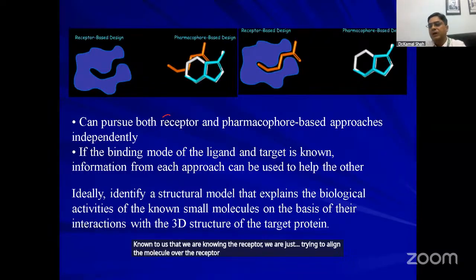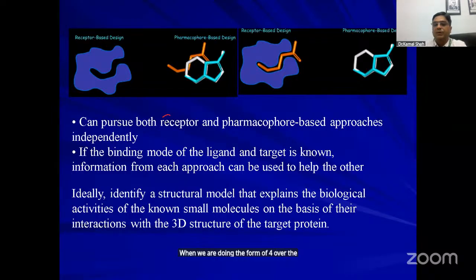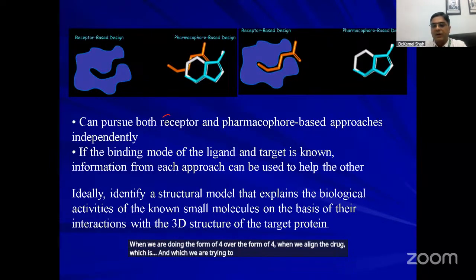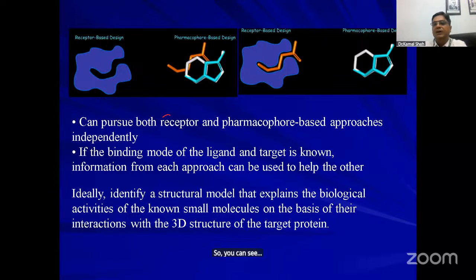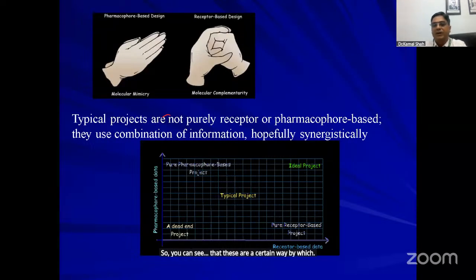Pharmacophore based drug designing is when we know the pharmacophore, and over the pharmacophore we align the drug which we are trying to design. If they are aligned, then we can expect that they may have certain biological activity. So you can see that these are certain ways by which we can design.